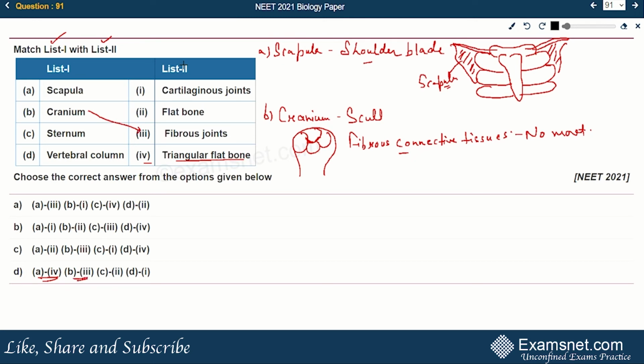Now the third one is sternum. Here look at this diagram. You have this bone at the front portion, right? This is your sternum. Scapula was present at the back and sternum is located at the front. This is also known as breastbone, because it is located at the front side of your body, that is at the breast. So it is a flat bone on the ventral midline of the thorax. Ventral means front portion, and it is present at the midline. So the correct match for sternum will be flat bone, number 2.